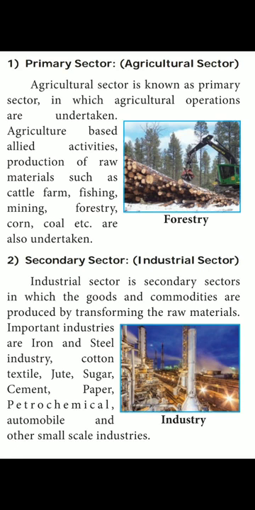Okay, what are the compositions of gross domestic product? The Indian economy is broadly divided into 3 sectors. That is the primary sector. Primary sector is also called the agricultural sector. And the secondary sector is also called the industrial sector. And the third one is the tertiary sector. Tertiary sector is also called the service sector. Okay. Now one by one we can see today.